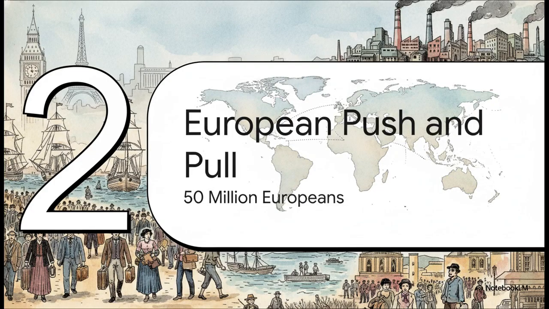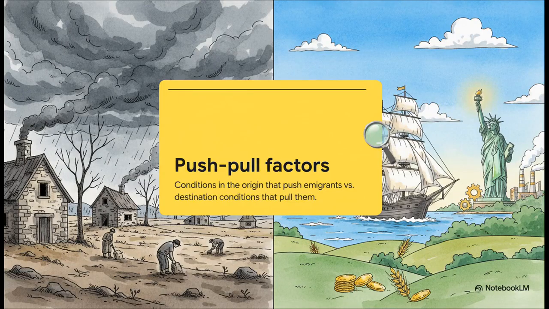Now let's move to Section 2, European push and pull. So why did a staggering 30 million of those 50 million Europeans head to the United States alone? Well, to understand that, we have to look at the mechanics of migration. We need to examine both the push factors, those harsh conditions literally driving people out of their homes, and the pull factors, which are the golden opportunities drawing them toward their new destinations.